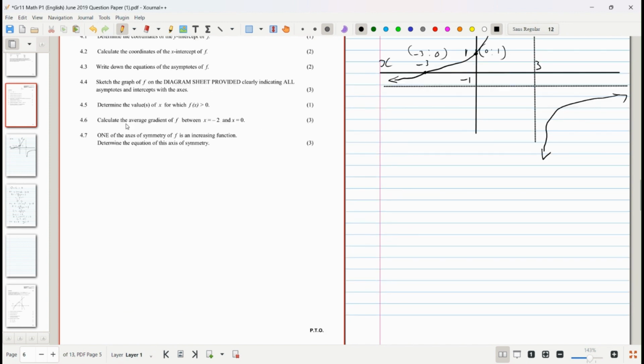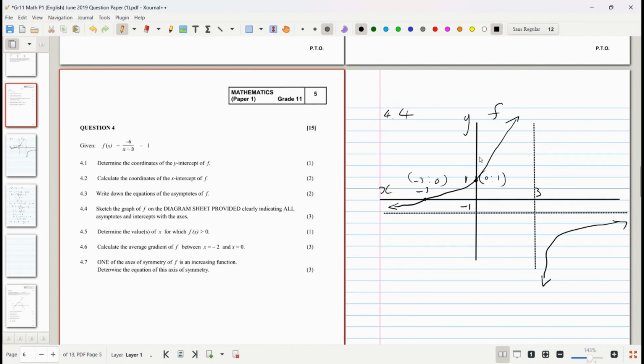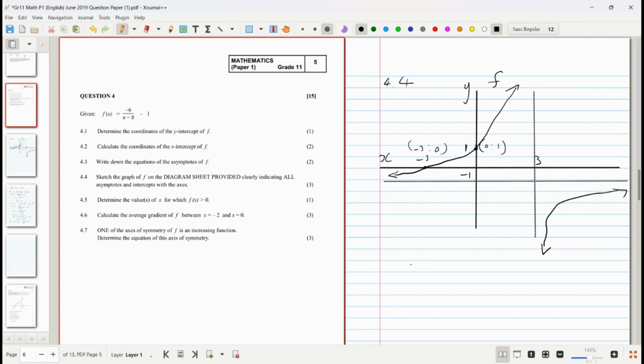Okay. So moving forward to 4.5, they say determine the values of x for which f of x is greater than 0. So we can see where f of x is greater than 0. It's between here, -3. You can see from -3, here it's 0. From -3 approaching +3. So we can see this is where the graph is positive. So we can put it here.